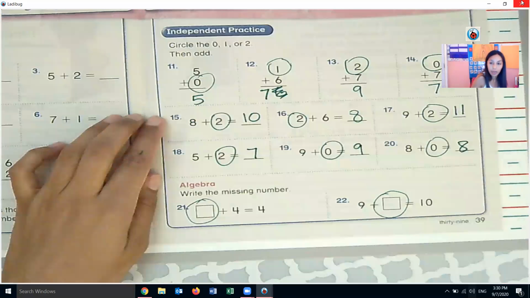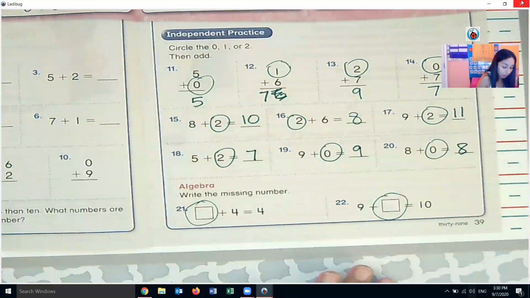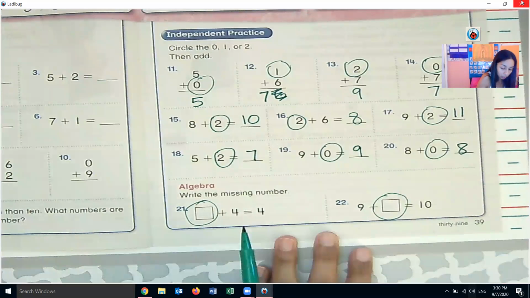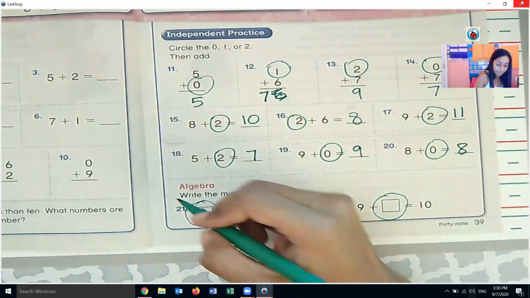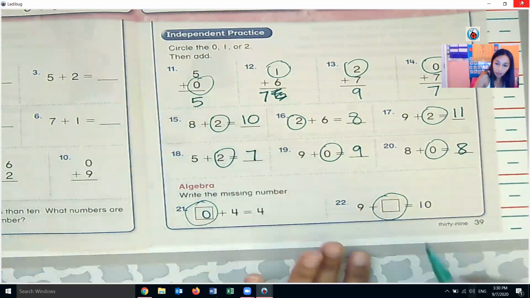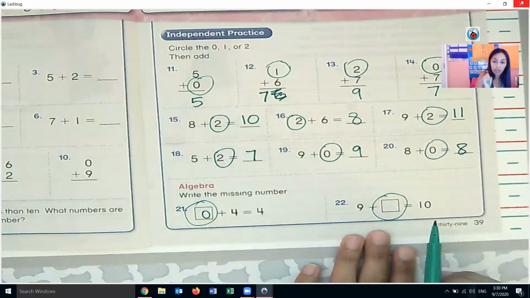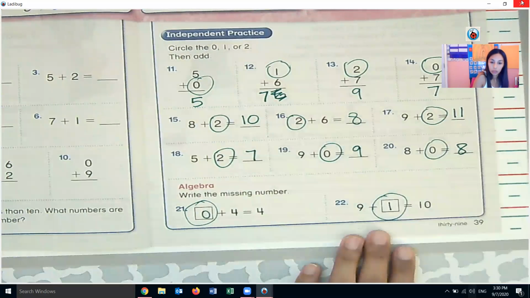So here is our algebra where we're finding the missing number. 4 plus what would give us 4? We want the same number, we want to add 0 there. 9 plus how many gives us 10? So if I count on 9, 10. I just needed to add 1 more to get to 10.